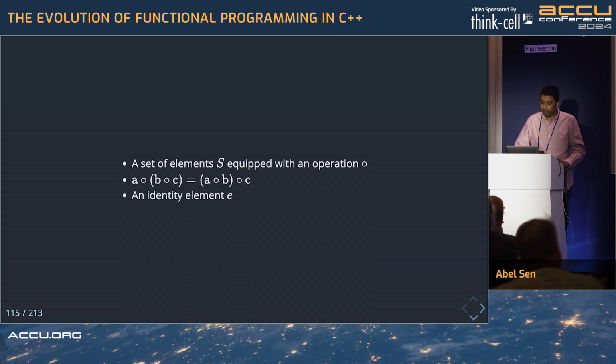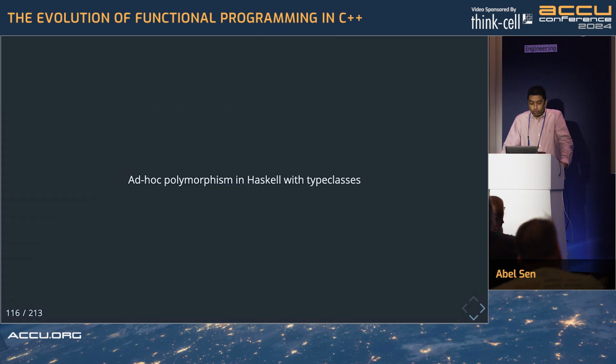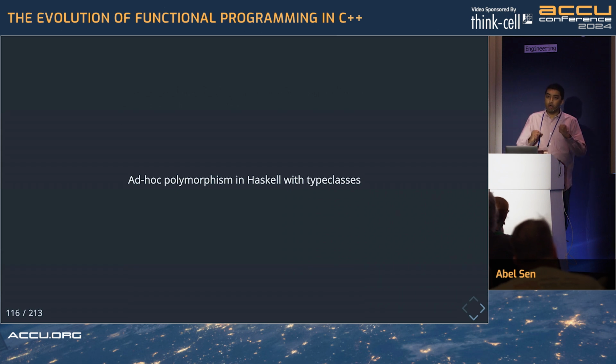And then it has an identity element. So that's all it is. So the interesting thing with Haskell is that we can take a very ad hoc interface like a monoid and specify it concretely in terms of types using type classes and ad hoc polymorphism.